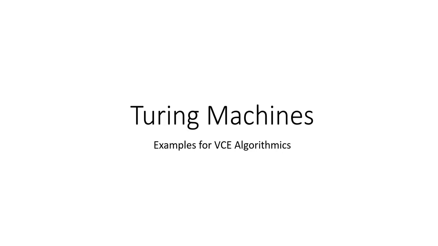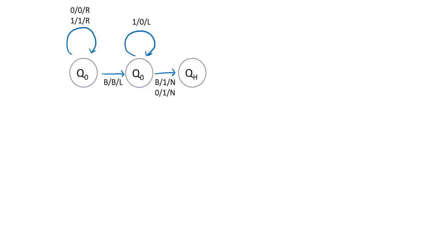Hello, algorithmicians. In this video, I'm going to talk about Turing machines, giving you some examples that you can use for VCE algorithmics. This is an incrementing machine, so this will help us count up in binary. And to remind you what that looks like, binary counting goes like this: 100, 101, 110, 111, and so on.